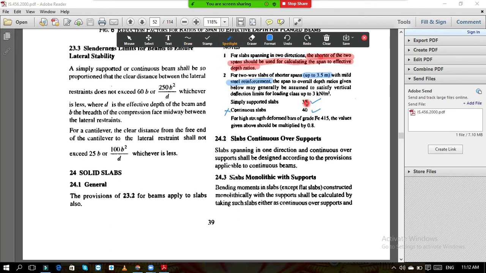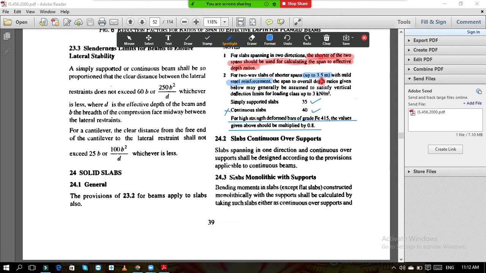When it is 35 span to effective depth ratio, when your shorter span is up to 3.5 meter, okay, and mild steel reinforcement is provided. This is the first condition. Now see, if your span is less than 3.5 meter and torsteel is provided, that is Fe415 or above, then the note is also given for that. What to do? You need to multiply this 35 by 0.8 if Fe415 is given. But in which case, when your slab is up to 3.5 meter.